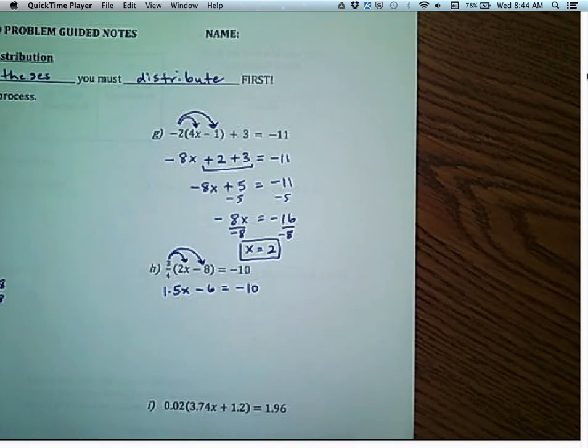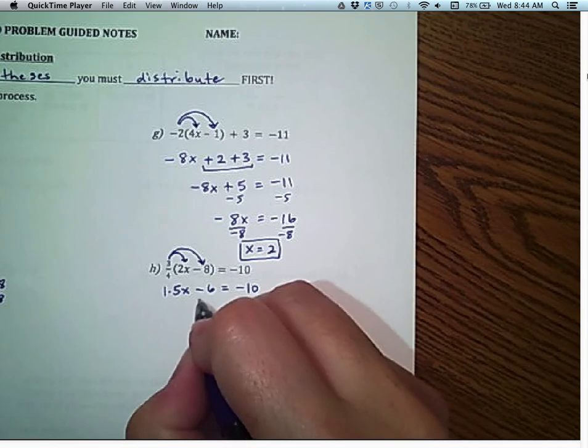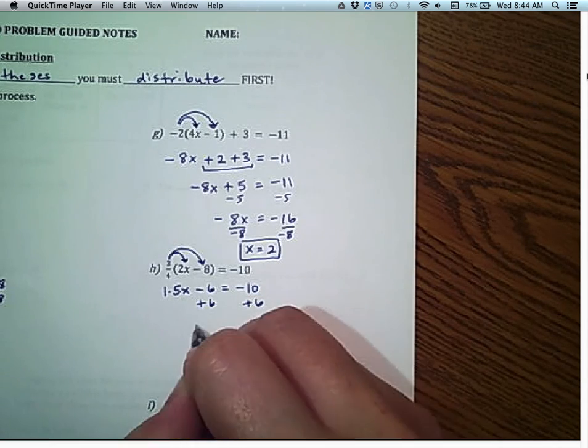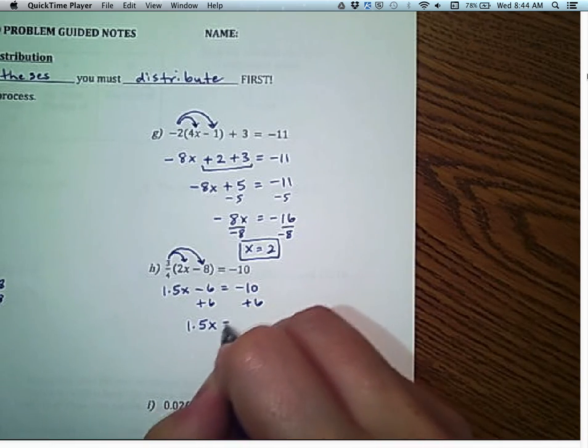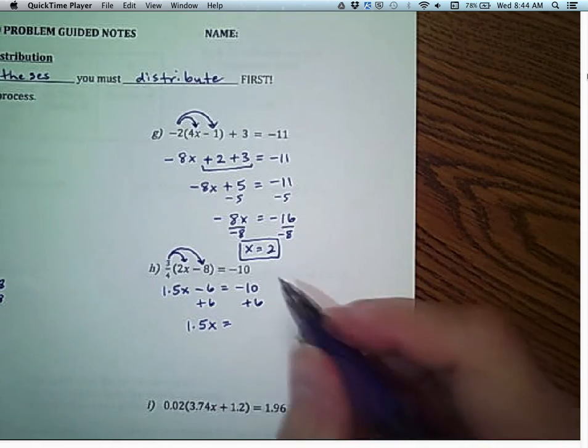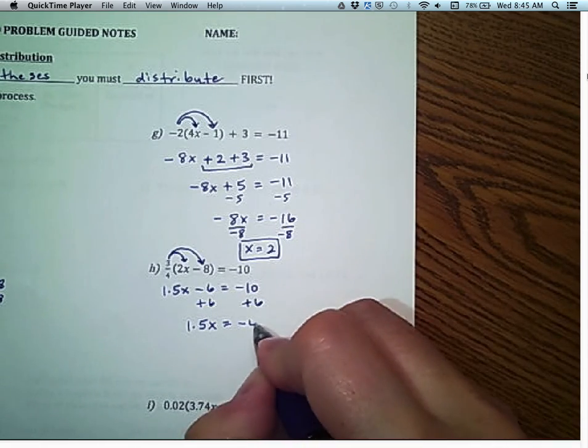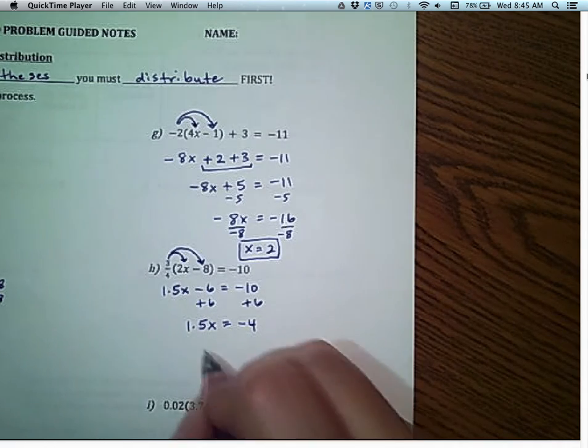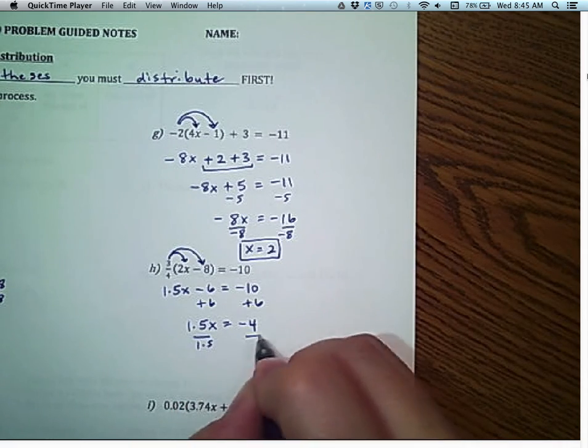All right, we've got some decimals in our problem, but that's okay. We see we're going to have to add 6 to both sides. So 1.5x is negative 10 plus 6. Negative 10 plus 6 is negative 4. All right, and then I'm going to divide both sides by 1.5.